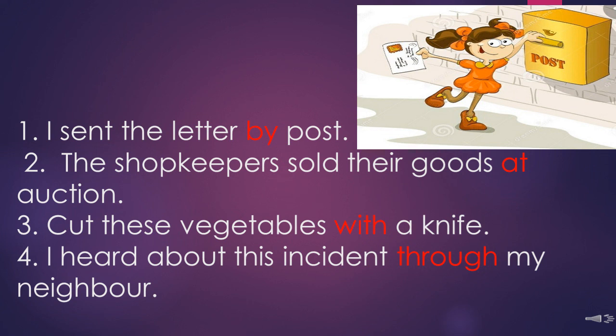I heard about this incident through my neighbor. So here my neighbor is the instrument or agent. So here by, at, with, through, all these are the agent or instrument. The relations expressed by these prepositions are the agency or the instrumentality.